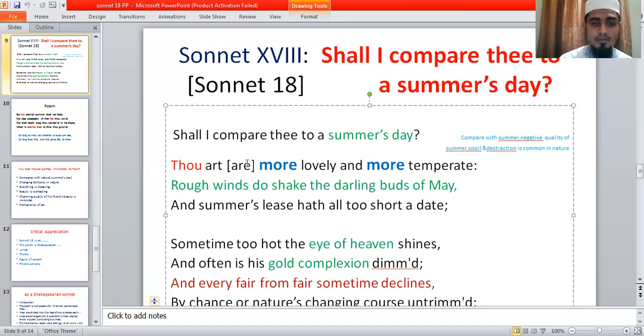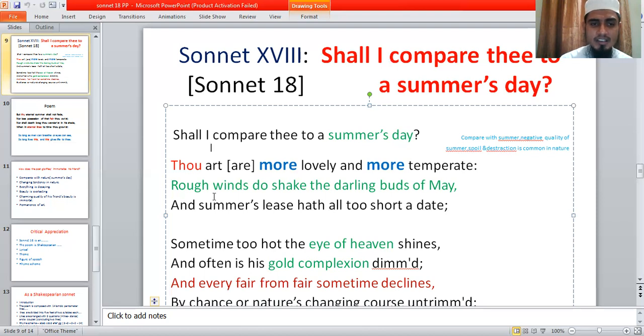So in the first four lines, in the first stanza, the poet introduces the theme. What is the theme? The beauty of his friend is the theme of this poem, and the beauty of his friend is much more charming and interesting than the summer's day, than the natural objects. As summer has a short time, it will be destroyed.